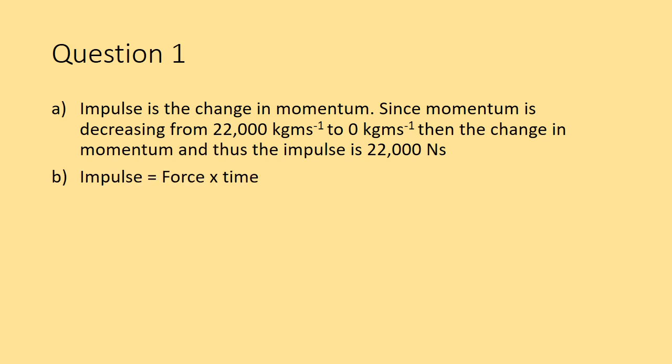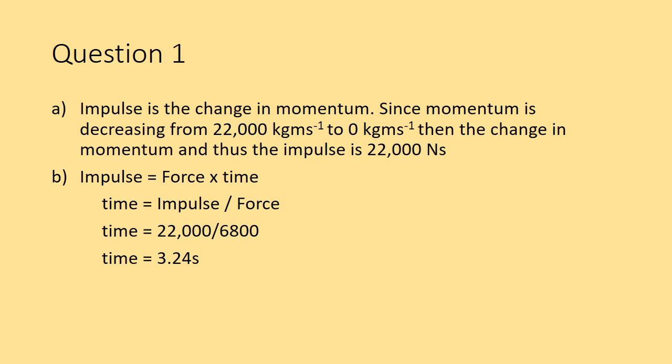So the second part: impulse is force multiplied by time. Therefore, we can rearrange this to give us time is equal to impulse divided by force. 22,000 kilograms meters per second divided by 6,800 newtons is going to give us a time of approximately 3.24 seconds.